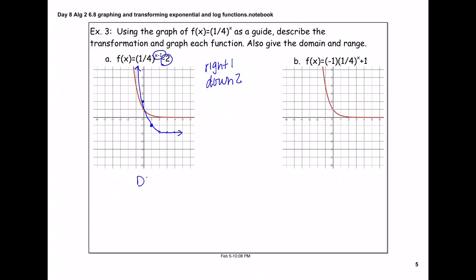So when we state our domain, it's still negative infinity to positive infinity. And my range is approaching -2 but not touching it, and it's going to negative infinity, or positive infinity, excuse me. When we look at example B, we can see that our -1 flips over the x.